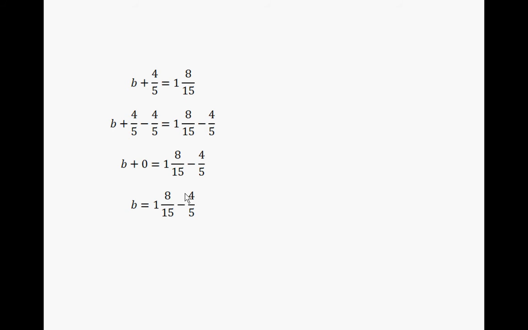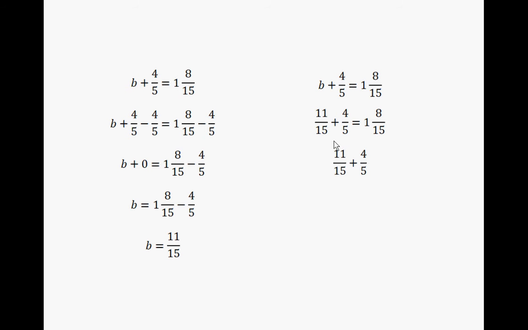b is going to be equal to whatever this is simplified, which after you do all the math, you end up with 11/15. Now, how do we know that this is a true statement? Well, if we start with our original and substitute 11/15 for b, then as we simplify the left side of the equation, that would be 11/15 plus 4/5 is equal to 1 and 8/15. Well, that's the same as the right side of the equation, so therefore it is the same.